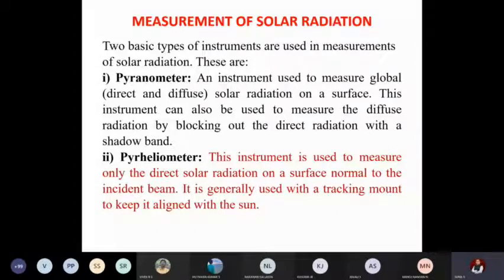For example, if you measure total radiation and diffuse radiation separately, obviously you can get the direct radiation. Why? Because direct radiation plus diffuse is equal to total. So this pyranometer is flexible, you can measure any of the components. The second most important equipment that is used is pyrheliometer. This is used only to measure the direct solar radiation. It is generally used with a tracking mechanism. Along with the sun's direction, it keeps on moving.